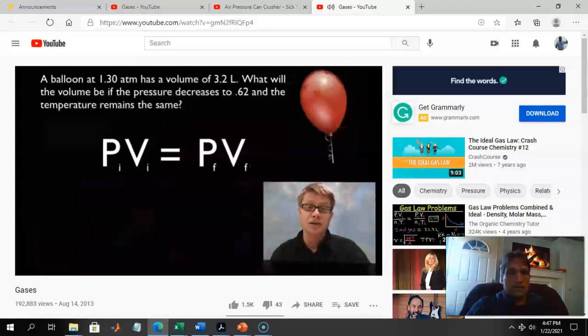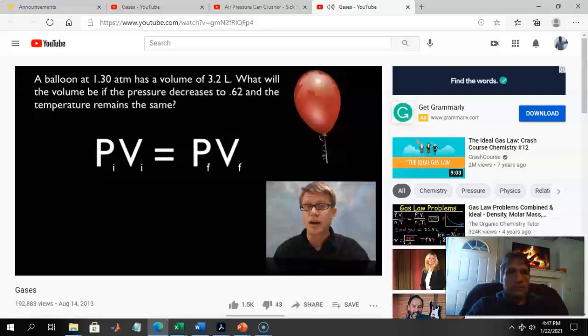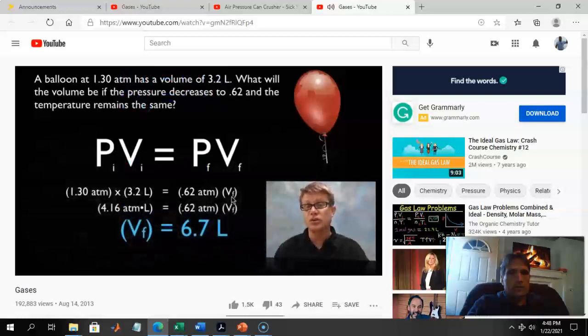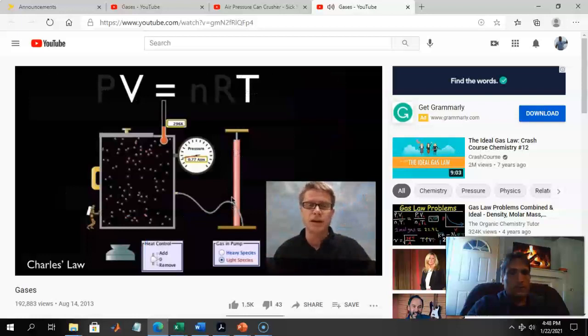And you could actually apply this in a problem. Let's say we had a balloon at 1.3 atmospheres. That's going to be the pressure. It has a volume of 3.2 liters. What will the volume be if the pressure is decreased to 0.62 atmospheres and the temperature remains the same? Well, we just have a before and after. So we have our pressure and volume before, initial, and after. So we'd put in our values before, our after, and then we're going to solve for this final volume. And so we can make sure our units are correct. And so what's going to happen to the volume? The volume is going to increase as the pressure decreases as long as we keep the temperature the same. And a weather balloon, as you send a weather balloon up, the weather balloon is going to get bigger and bigger and bigger. There may be changes in temperature, but it's related to that relationship.